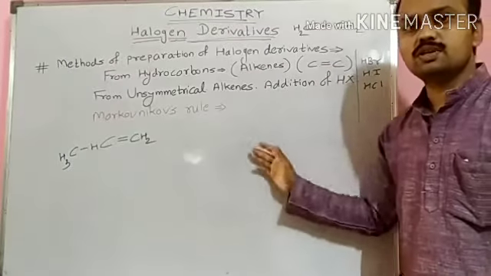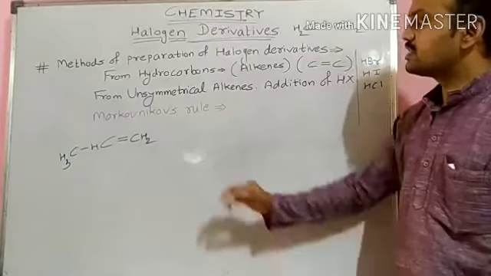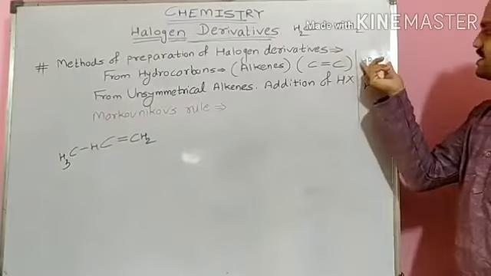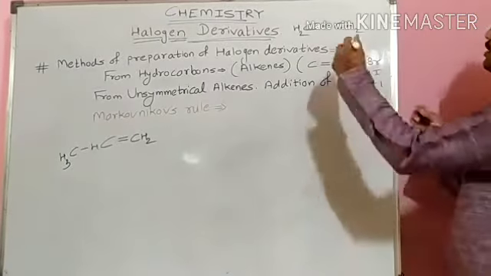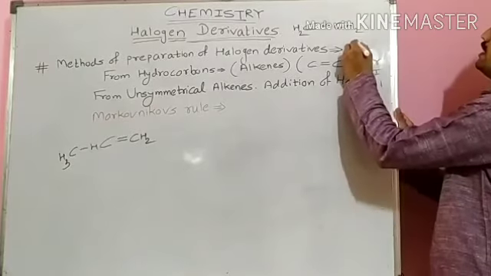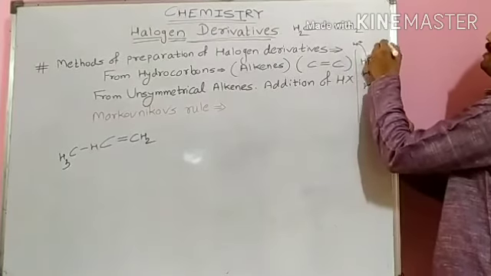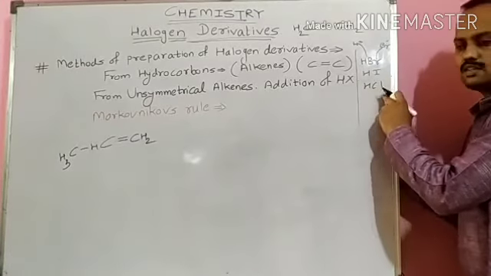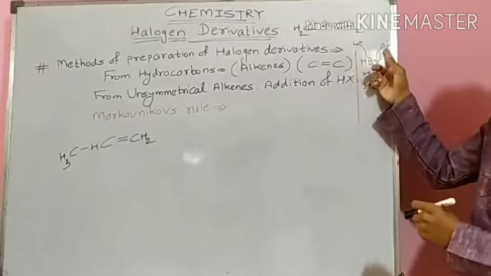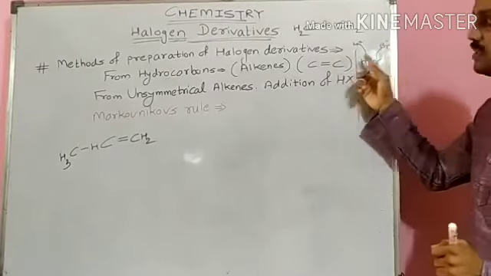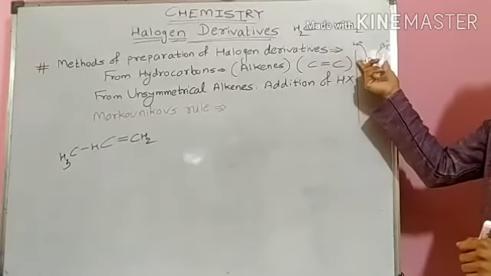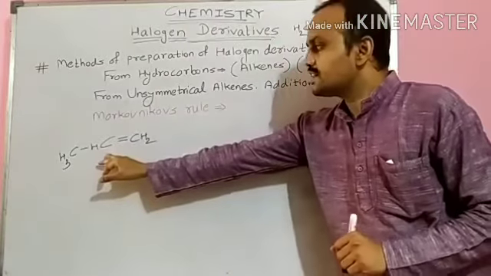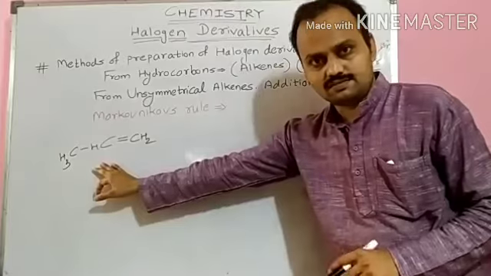Actually what happens in this particular example. The statement of Markovnikov's rule is: when unsymmetrical reagent... What is the meaning of unsymmetrical reagent? When we split this reagent, we get H plus Br minus, H plus I minus, H plus Cl minus. Therefore, we get two different radicals, positively and negatively charged. Such types of compounds are called unsymmetrical reagents. Unsymmetrical reagents get added to unsymmetrical alkenes.